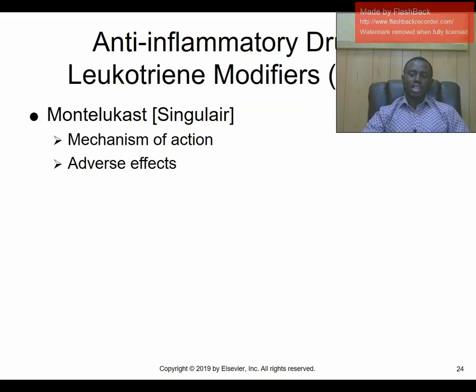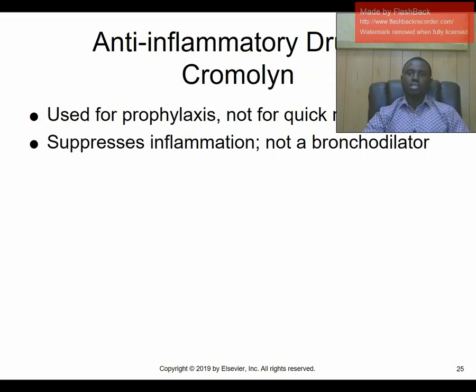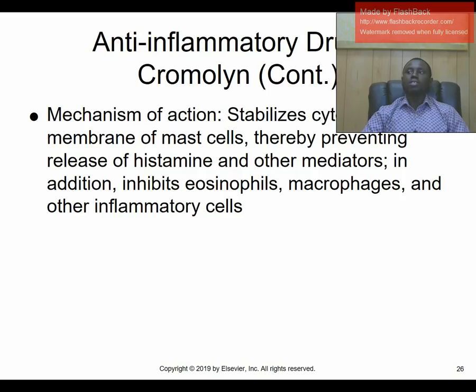Now let's look at another class of medications for anti-inflammatory drugs. These are known as cromolyn. Cromolyn is an inhaled anti-inflammatory drug that is used for prophylaxis of asthma. Cromolyn reduces inflammation primarily by preventing the release of mediators from mast cells. For long-term prophylaxis, cromolyn is taken daily on a fixed schedule, just like the glucocorticoids.